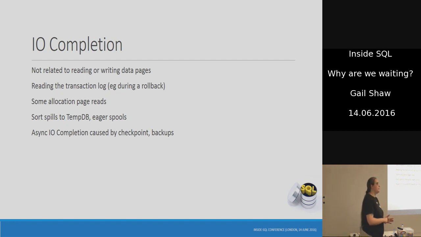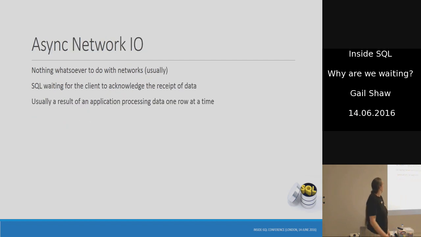Happy with that? You understand the difference between this and the page I/O latch waits? So they do measure very, very different things. And the last, and my favorite, is async network I/O, which has nothing whatsoever to do with the network. Usually. It is possible for this to be caused by the network, but if it is, you're probably using a WAN or something slower, because this is not going to be caused by a normal LAN.